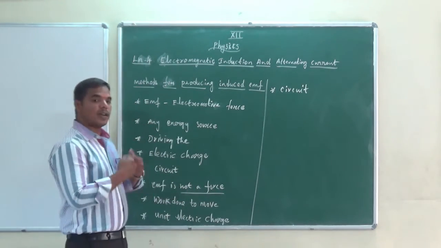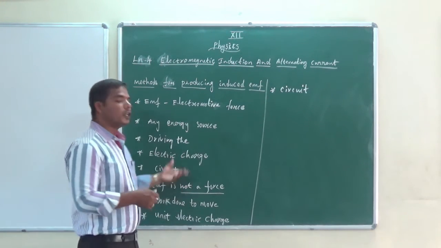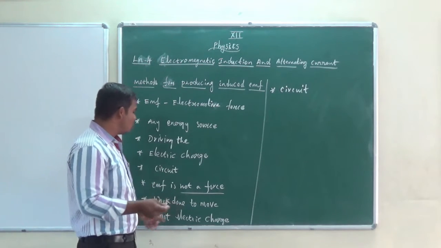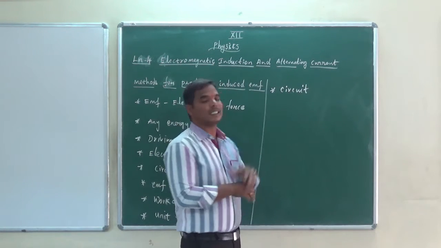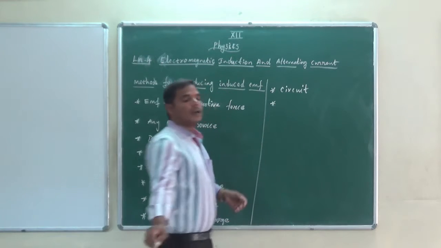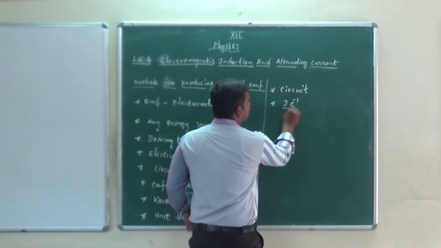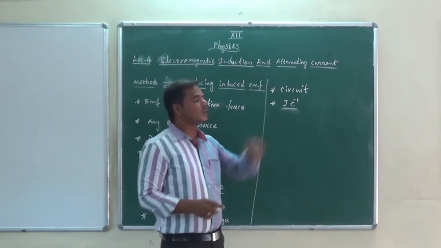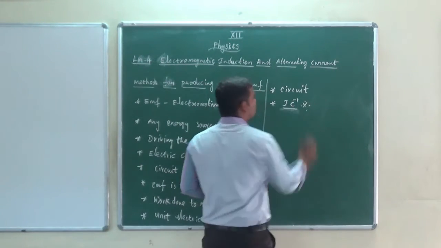We already studied this in detail in our previous chapter, so there is no need to explain it again. So what is the work done to move? We move a unit electric charge around the electrical circuit. So the unit of EMF is nothing but joule per coulomb. Important, one more question: what is the unit of electromotive force? Joule per coulomb. Please note it down.